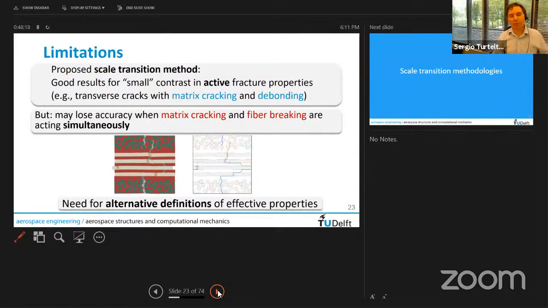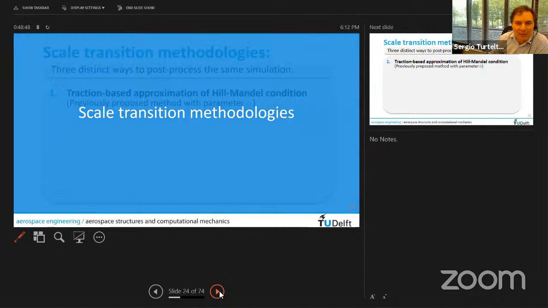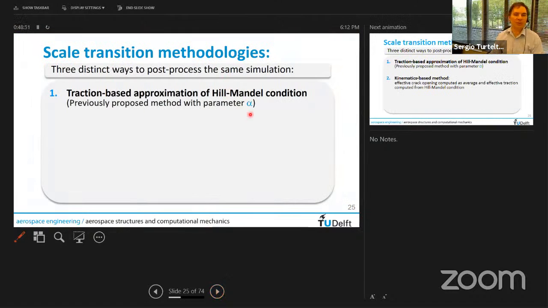And so that pretty much forced us to start to rethink this. Let's say we went back to think in terms of how do we solve this issue. And so we started to think again, and we thought about new scale transition methodologies. So I will introduce those, and I noticed that I have to really hurry up a little bit because I still have quite a bit of slides. But we started to look at different scale transition methodologies. So the first one is the same one that I showed you before, with this adjustable parameter alpha, which gives us an approximation of the Hillman-Nell condition.